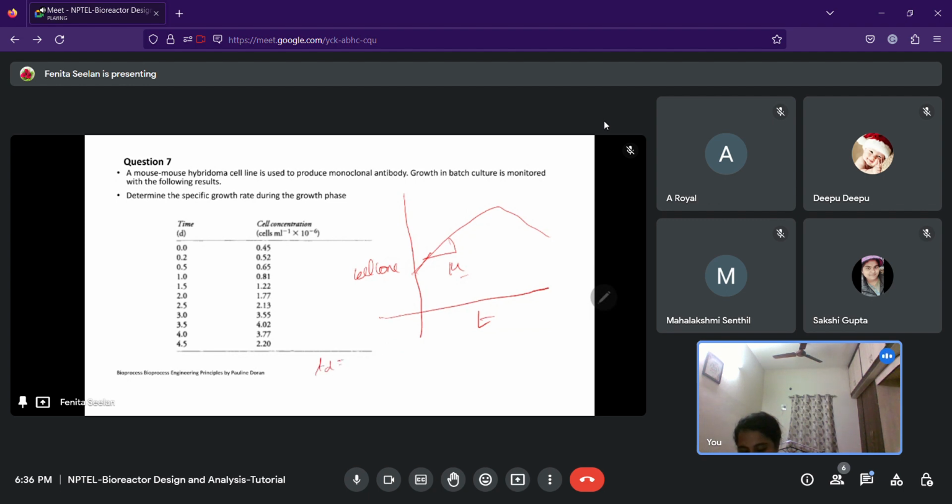Doubling time is ln of 2 divided by your mu. So if a graph is given like this, you can plot the values, get the slope value, which will give you the mu value, the specific growth rate, and from your specific growth rate you can calculate the doubling time. So anything related to this can be easily calculated if these values or any graph sums are given.